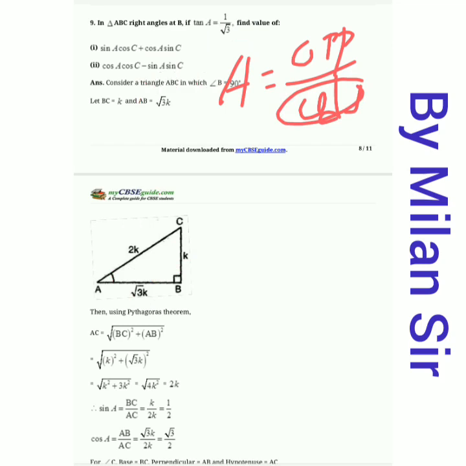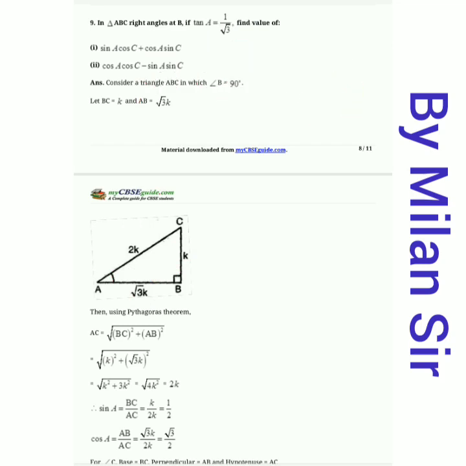Then use the Pythagoras theorem and find the hypotenuse. So AC is equal to under root BC square plus AB square, BC is equal to k, and AB is equal to under root 3k. So k square and under root 3k square, that means only 3k square. Now 3k square plus 1k square is 4k square, and square root of 4 is 2, and square root of k square is k. So you got 2k.